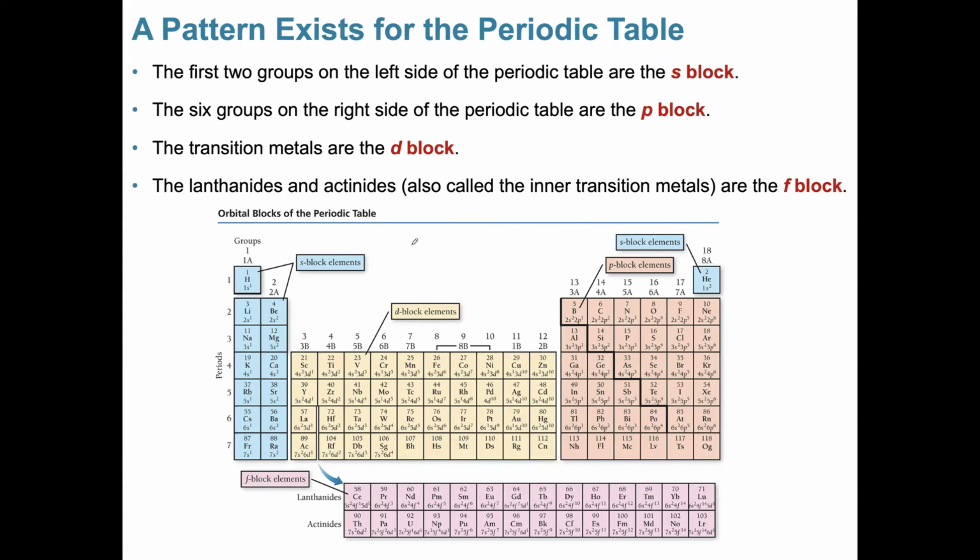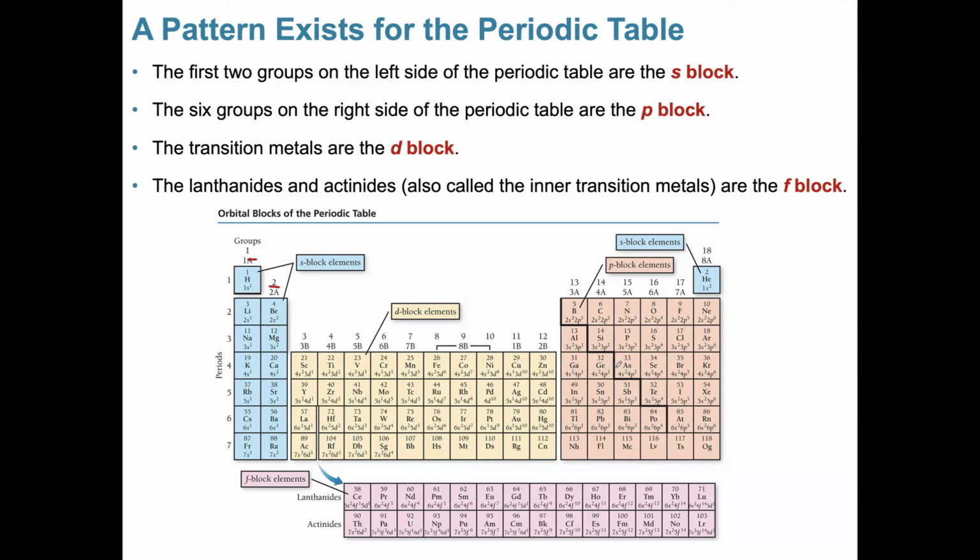Now a pattern exists in the periodic table. We can categorize elements based on what type of valence electrons they have. For example, group 1 and group 2, 1A and 2A, only have valence electrons in an s orbital. If we write the valence electrons for all of group 1A, it's 1s1, 2s1, 3s1, 4s1. And for group 2A, it's 2s2, 3s2, 4s2. So this is what we call the s block.